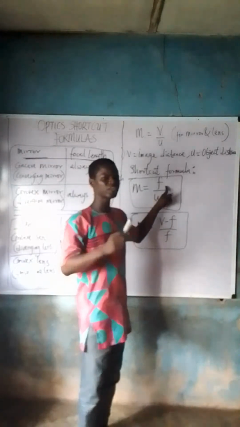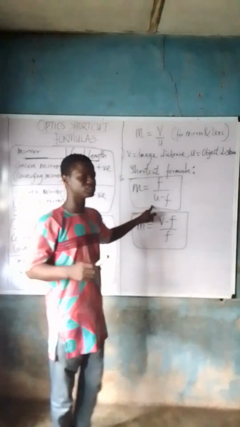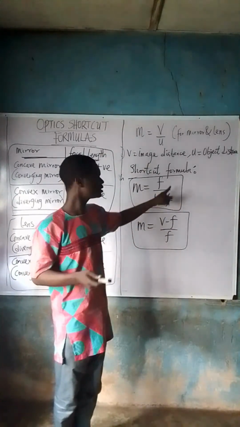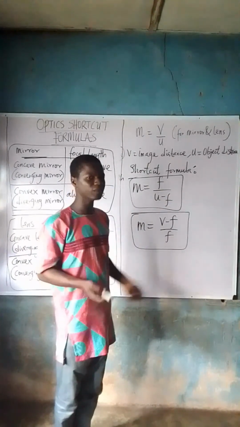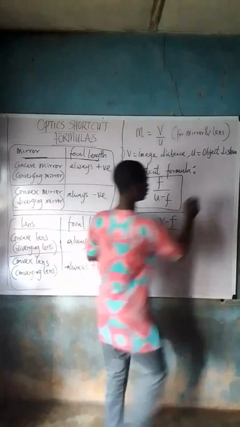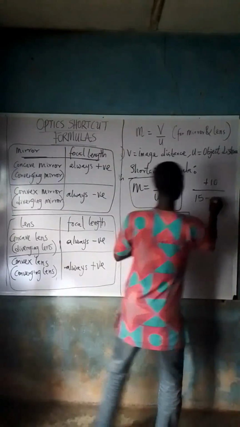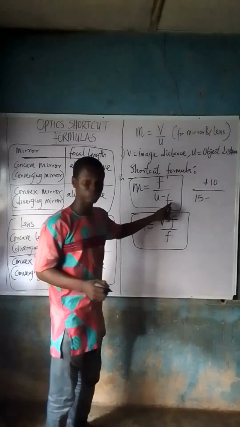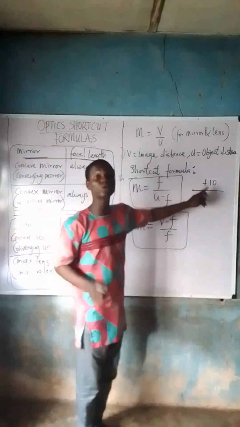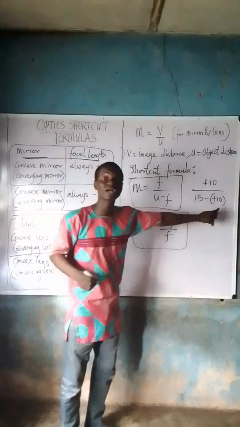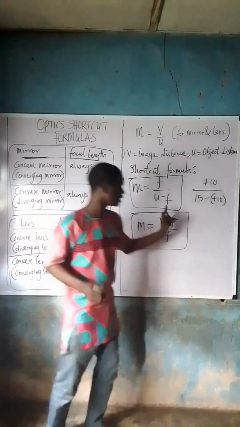Then if they say the object distance is, let's say, 15, find the magnification. This is what will now happen. Plus 10 over 15 minus, because the focal length must always carry that plus 10, showing that it is a converging mirror. So I'll still put plus 10 under. Are you seeing it? Plus 10, plus 10.